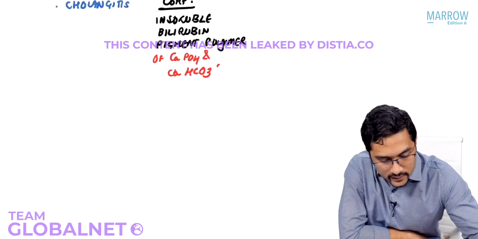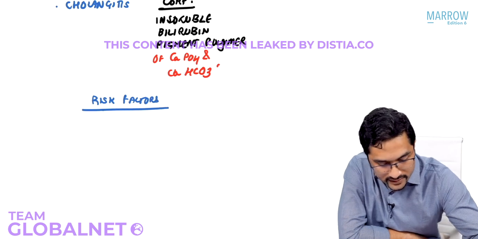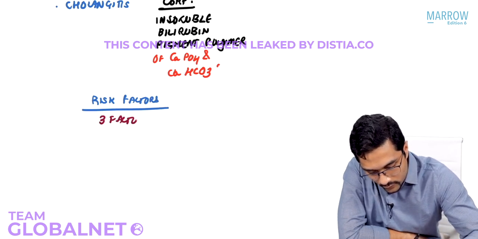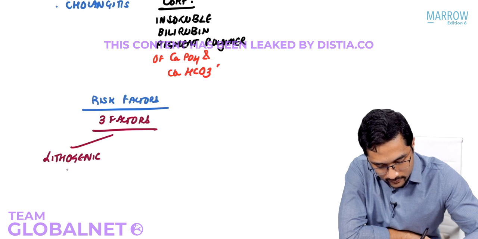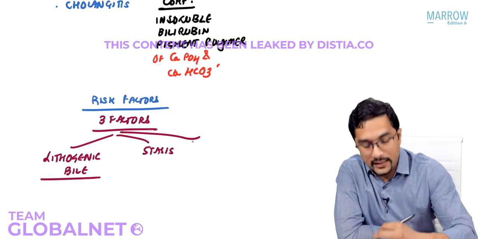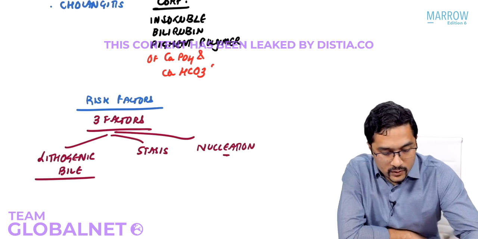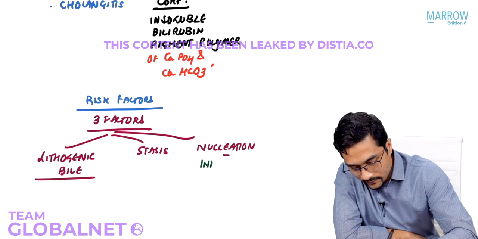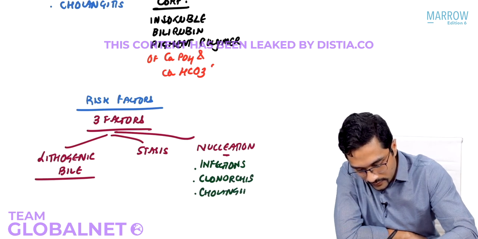Now, what are the risk factors for gallstone formation? So basically we need 3 factors for stone formation, right? You need lithogenic bile. That means you need a supersaturated bile. You need stasis, and then there needs to be nucleation of the stones, right? Initiation or nucleation of the stones. Now, nucleation of the stone can be secondary to infections, and this we've already covered. Clonorchis can predispose to this, cholangitis can predispose to this, or ascariasis can predispose to this.